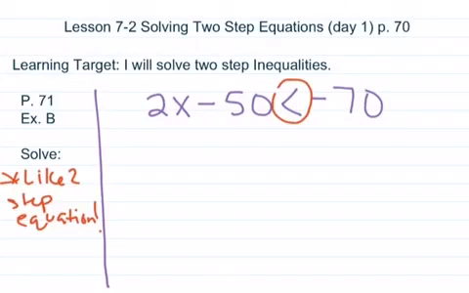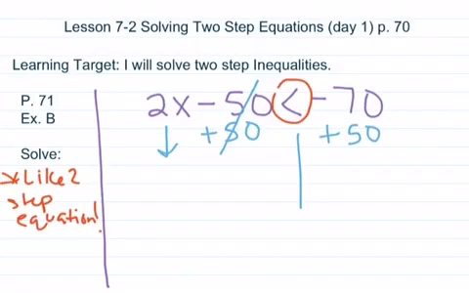To solve this, we're going to get rid of the subtract 50 by adding 50, and that creates our zero pairs, which cancel out. If we add 50 to the left, we add 50 to the right. We bring down our 2x. 2x is less than negative 70 plus 50. Visualize that number line. If you're at negative 70 and you add 50, now we're at negative 20.